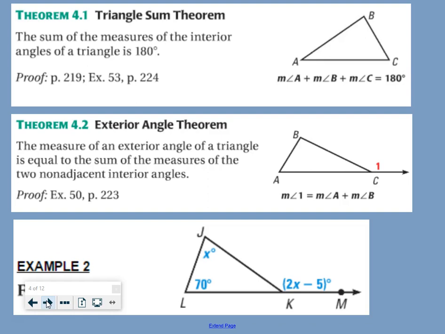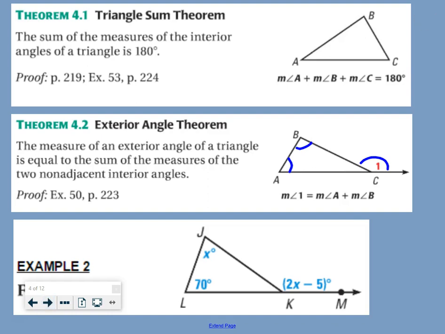Theorem 4.2 is the exterior angle theorem. The measure of an exterior angle of a triangle is equal to the sum of the measures of the two non-adjacent interior angles. So we're saying that if we extend one of the sides, this exterior angle is going to be equal to the sum of the two angles that it doesn't touch.